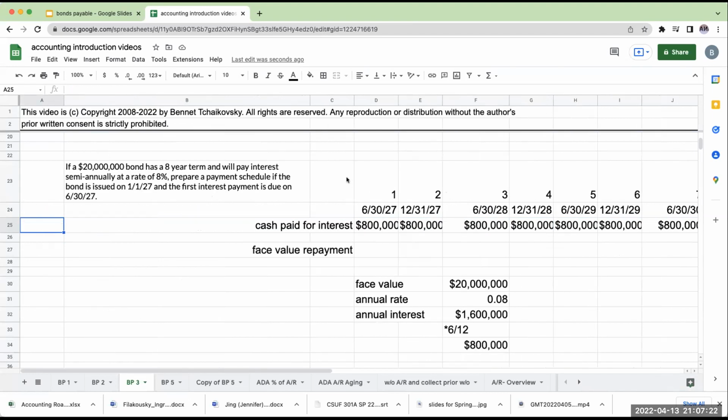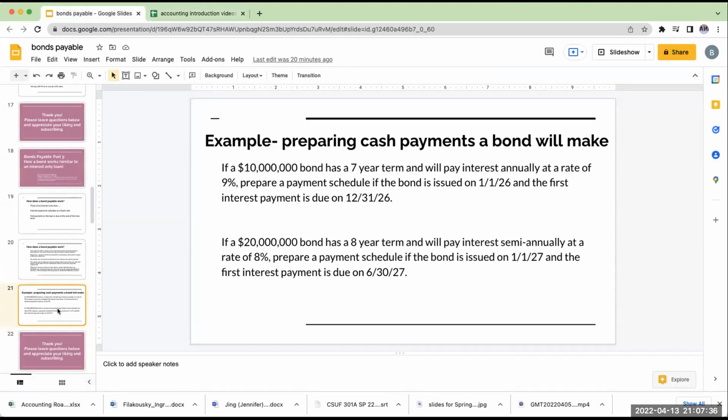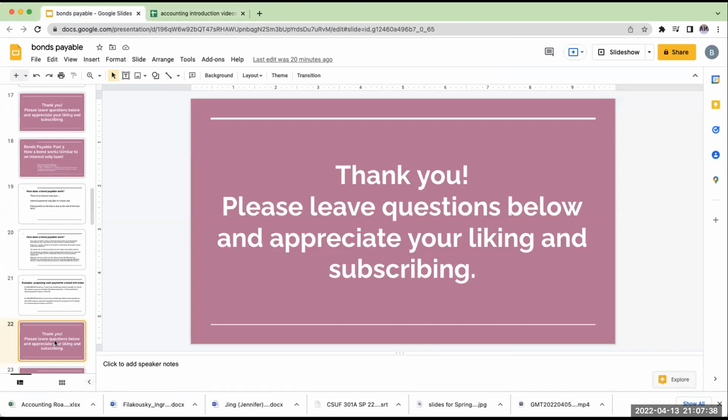I'm spending a little bit more time with this just without doing any type of market interest rates and present valuing, because I believe it is extremely important for you to really see how these bonds actually go through and pay out.